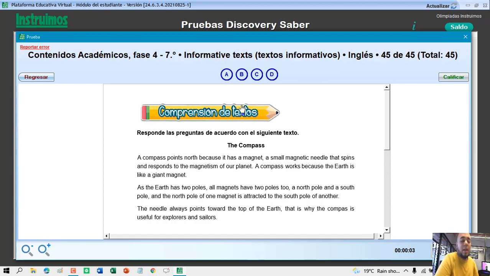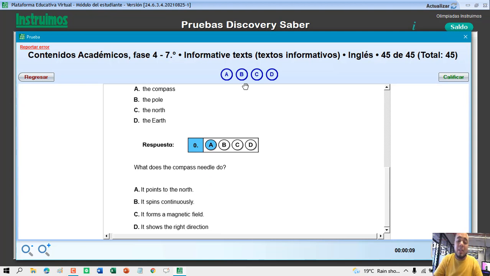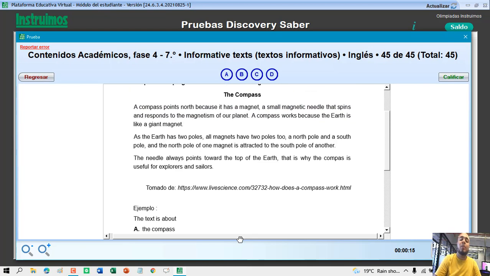Otra vez, dice. Pero recordemos leer primero siempre la pregunta. Dice, what does the compass needle do? ¿Qué hace esa agujita del compás? Veamos otra vez. A compass points north because it has a magnet. A small magnetic needle that spins in response to the magnetism of our planet. A compass works because the earth is like a giant magnet. ¿Sí? Como un gran imán. Entonces, ¿qué hace la compass needle? It says, a small magnetic needle that points in response to the magnetism of our planet.